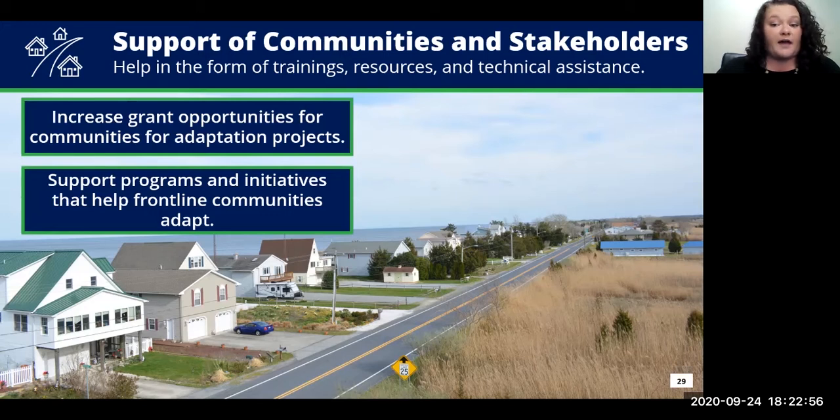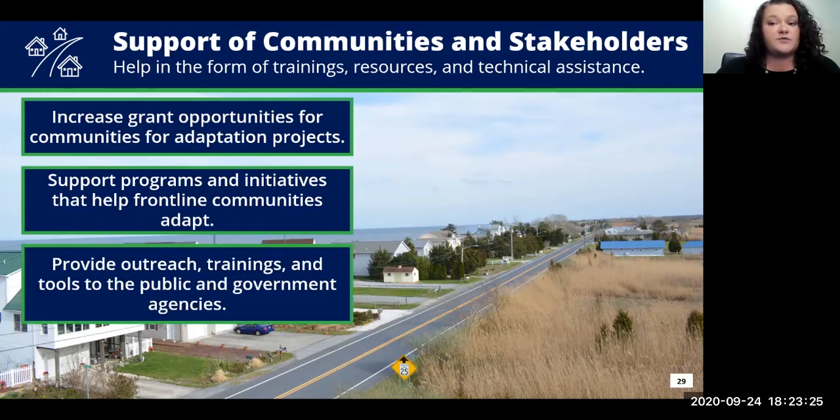Following along the same path, our next action is to support programs and initiatives that help our frontline communities adapt. Although this sounds similar to the previous example, this one is more focused on connecting and supporting the communities to learn about and use existing available resources. This action is all about building relationships and identifying opportunities for equitable adaptation.